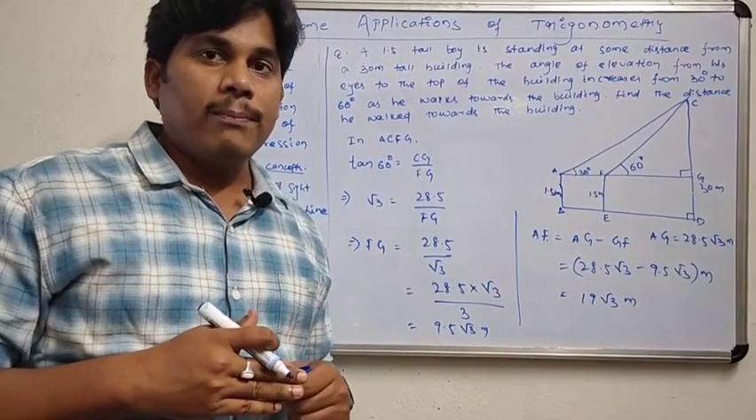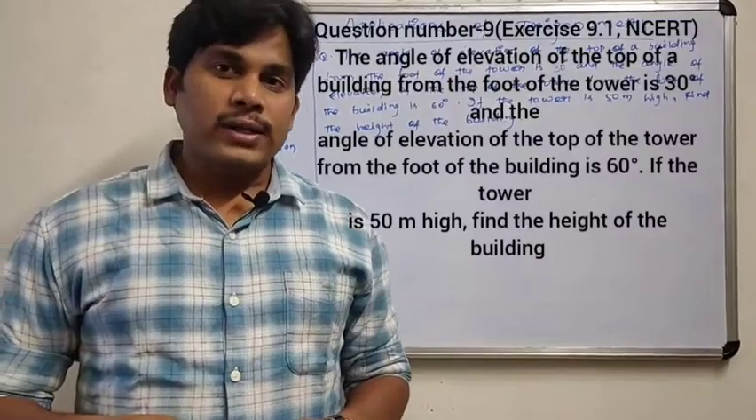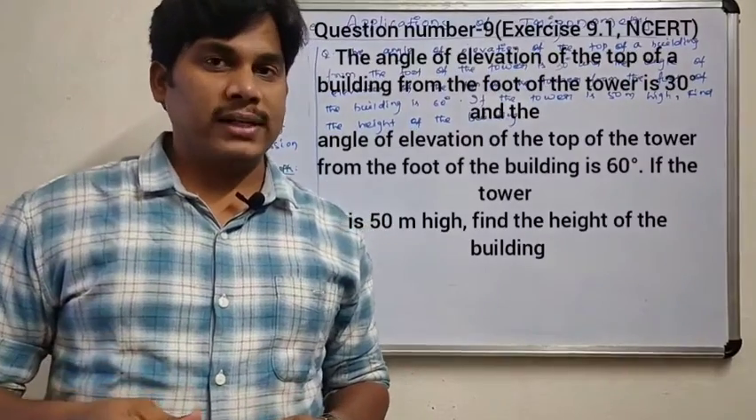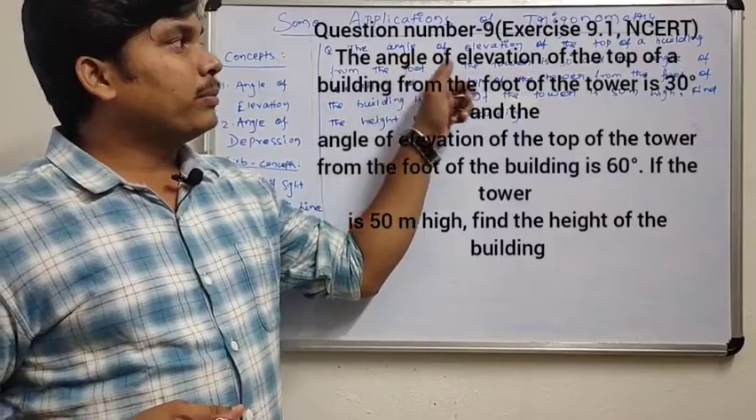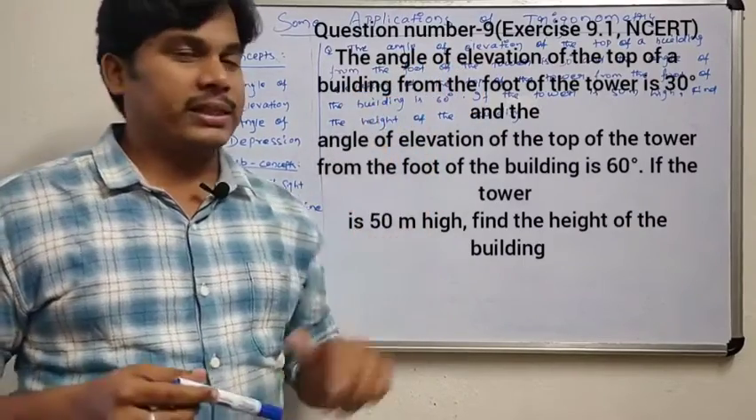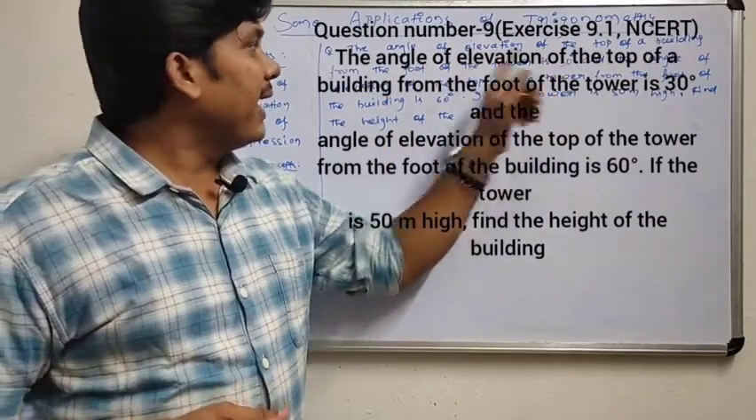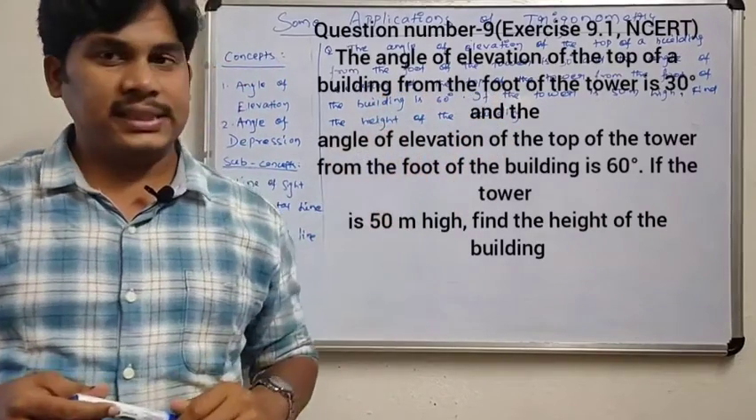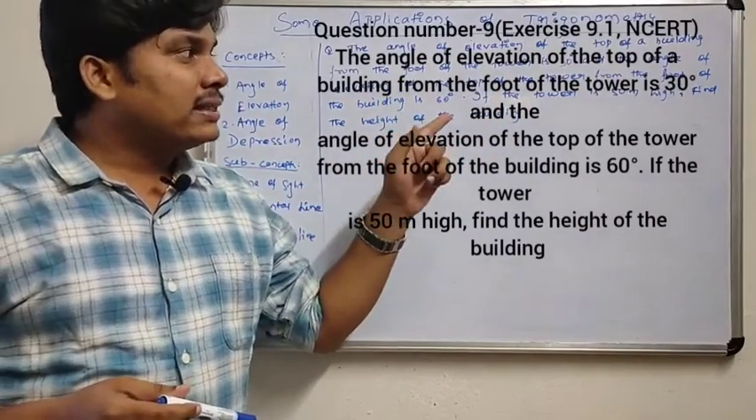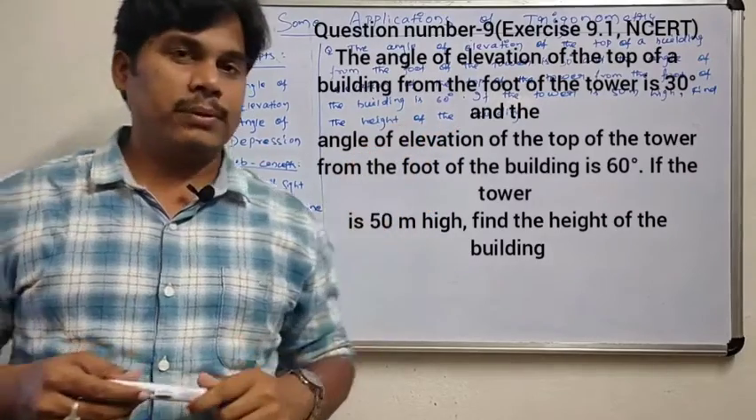Next, we'll move to the next question. Now, students, we'll move to the next question from your exercise. The question is, the angle of elevation of the top of a building from the foot of the tower is 30 degree, and the angle of elevation of the top of the tower from the foot of the building is 60 degree. If the tower is 50 meter high, find the height of the building.